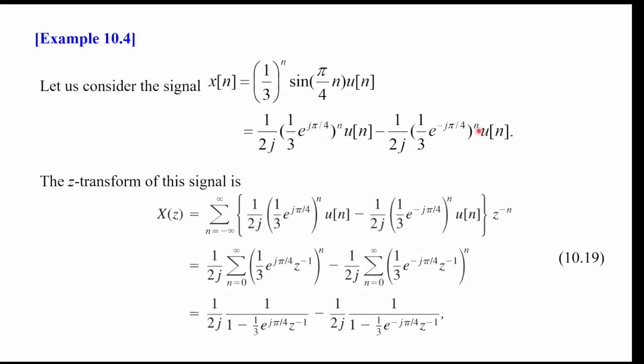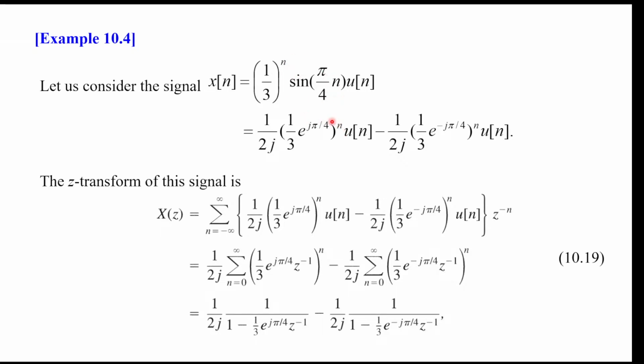I confused myself. So our function was this. So we have exponential 1/3 to the n times psi. And then we can just use inverse Euler to break the sine into a linear combination of two exponentials. So this sine pi n over 4 becomes 1 over 2j e to the j pi n over 4 minus 1 over 2j e to the minus j pi n over 4. And those e to the j pi n become e to the j pi to the n, etc.